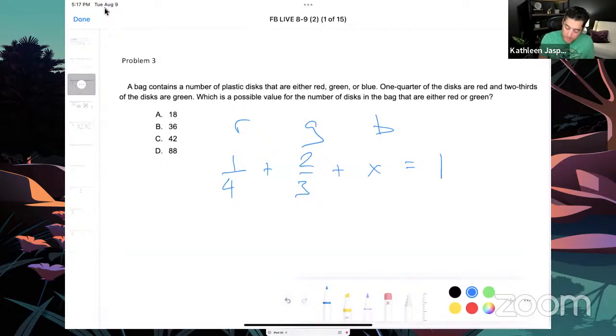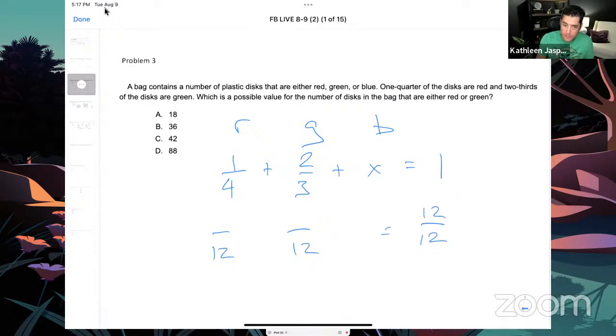So when we add these up, I notice that I can do a common denominator of 12, which means my 1 is equal to 12/12. Does that make sense? Any number over itself is 1. So 1/4 needs 3, so 3/12 plus, and then this needs a 4, so it's 8/12, and then plus some number x. You can do it in your head, or add these together: I have 11/12 plus x equals 12/12.